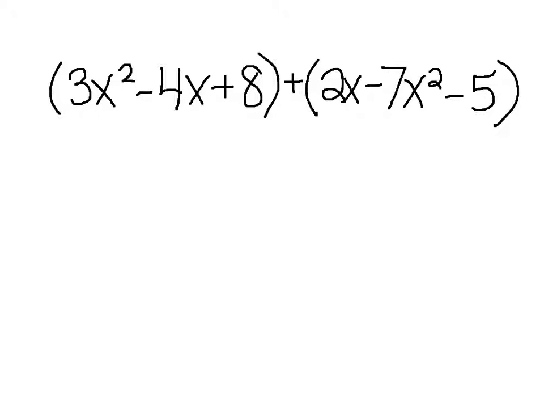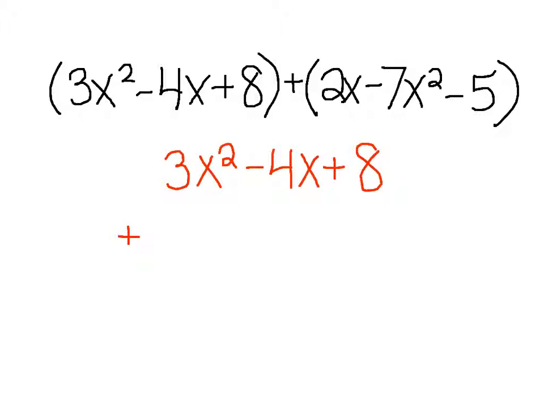Looking at another example, this is written in horizontal form, but I don't want you to feel limited to having to add two polynomials together in horizontal form if they're written in horizontal form. We can rewrite these polynomials in vertical form if you like that better. So I'll write my first one, 3x squared minus 4x plus 8. Now my second one is 2x minus 7x squared minus 5. But remember, I want to line up like terms. So I want that x squared to go first.